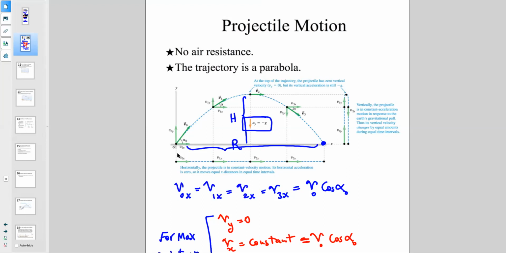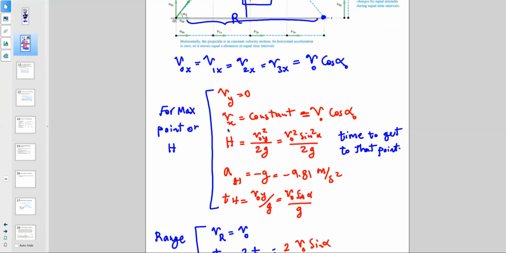Along the y direction, it's just a free fall, a freely falling object only due to gravity, no air resistance. So it's a free fall. At point H, the velocity along the x direction is constant, as you can see right there with my cursor. And then the velocity in the y direction at that point is 0. I explicitly talk about each point. For the maximum point, or point H, we have these formulas: velocity is constant along the x direction, velocity in the y direction is 0.